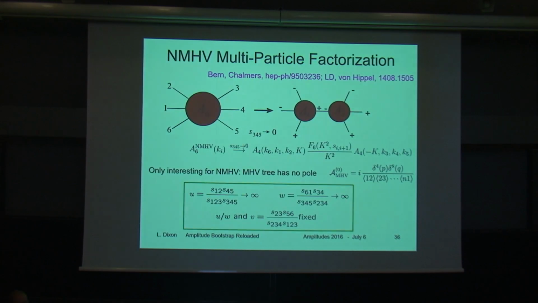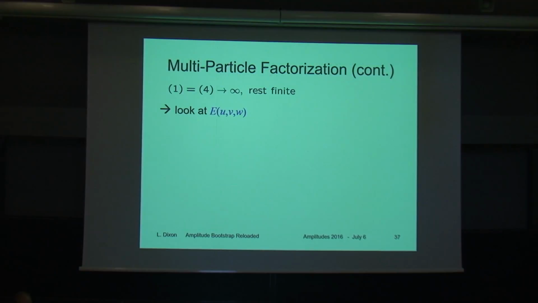Another limit is NMHV multi-particle factorization, which was first studied by Bern and Chalmers at the one-loop level. Then we could extend it to the multi-loop level and find that a certain factorization function here has a very simple exponential form, and this corresponds to taking u and w to infinity. The simplicity is probably closely related to the Steinmann conditions.